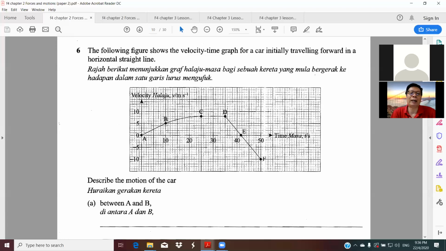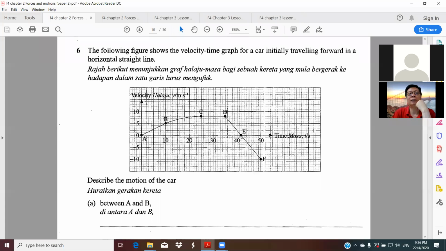From here we can see the car getting faster, right? Here still getting faster, right? But the gradient becomes less, so it means the acceleration becomes less. Here it's a straight line, so it's constant acceleration. Here decreasing acceleration. Here horizontal already means constant velocity, no more acceleration, zero acceleration. Here go down, so it's deceleration.